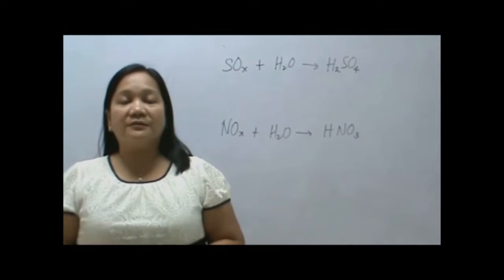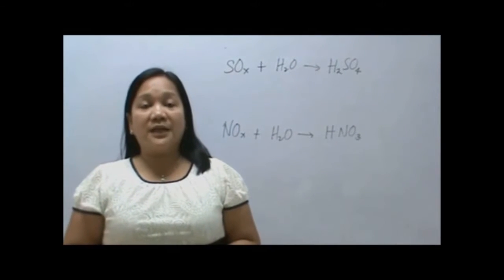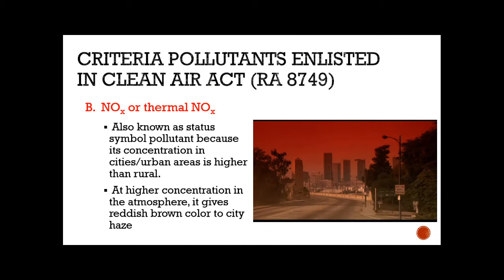This is also classified as one of the criteria pollutants, which is under particulate matter, which we will discuss later. Now, for NOx, it is also known as a status symbol pollutant because it is normally higher in cities than in rural areas. So if you have too many industrial plants and too many vehicles, that would be an indication that it's an urban area. Therefore, we assume that burning fossil fuels such as coal and refined petroleum would also be yielding NOx.